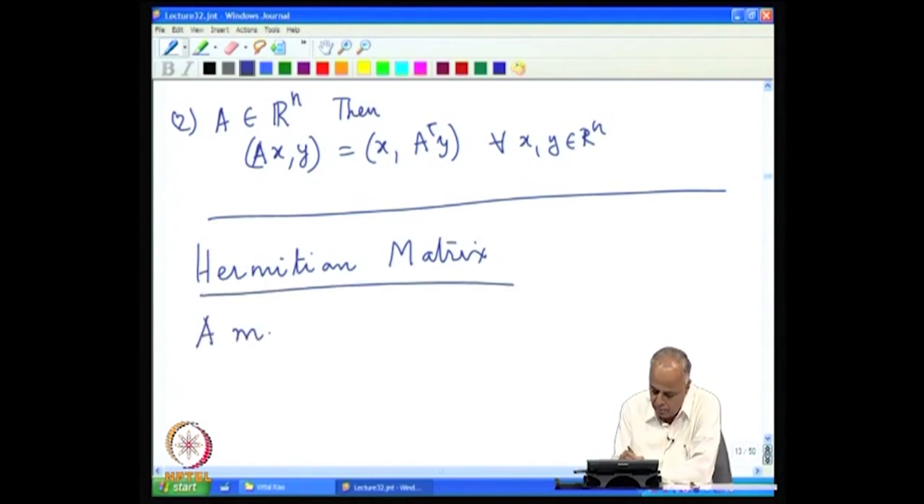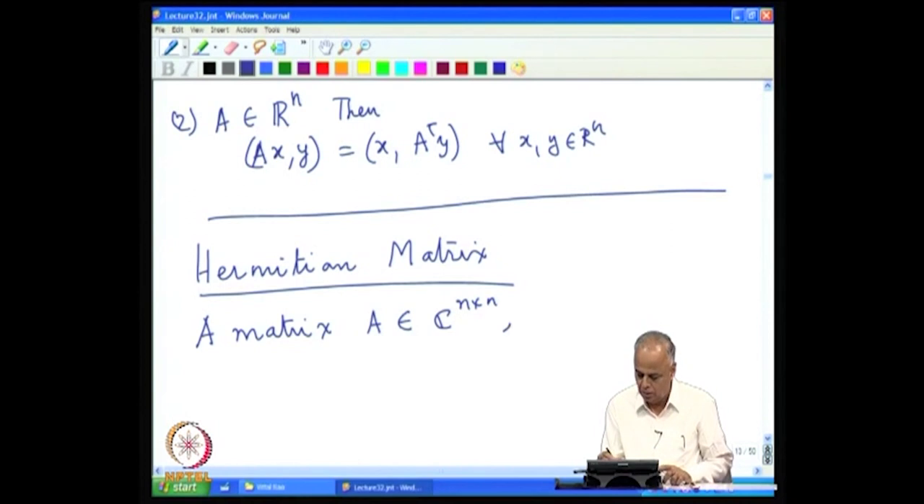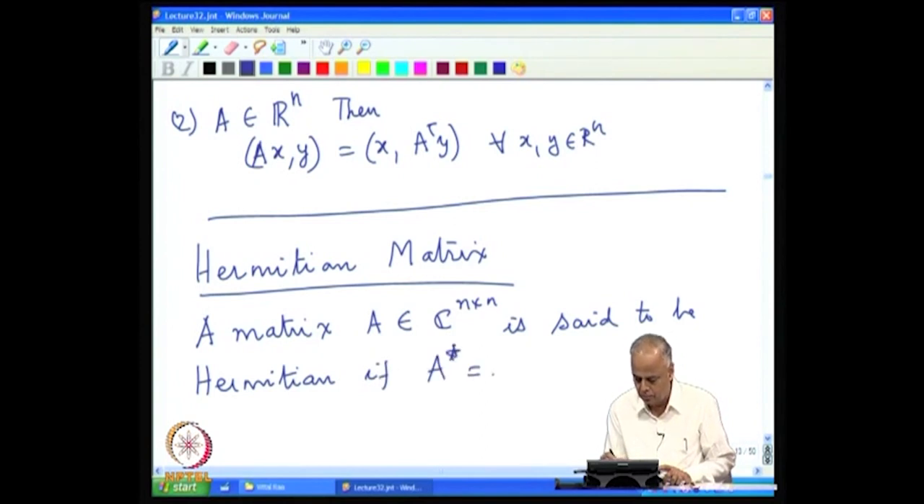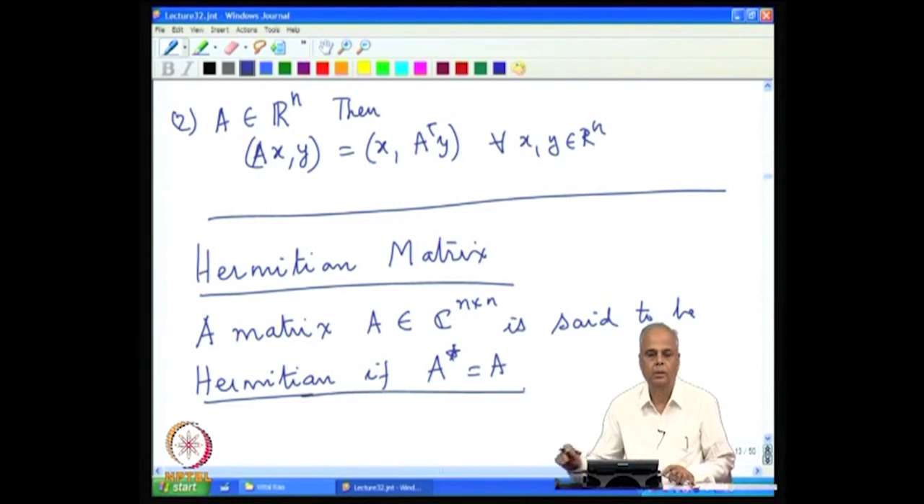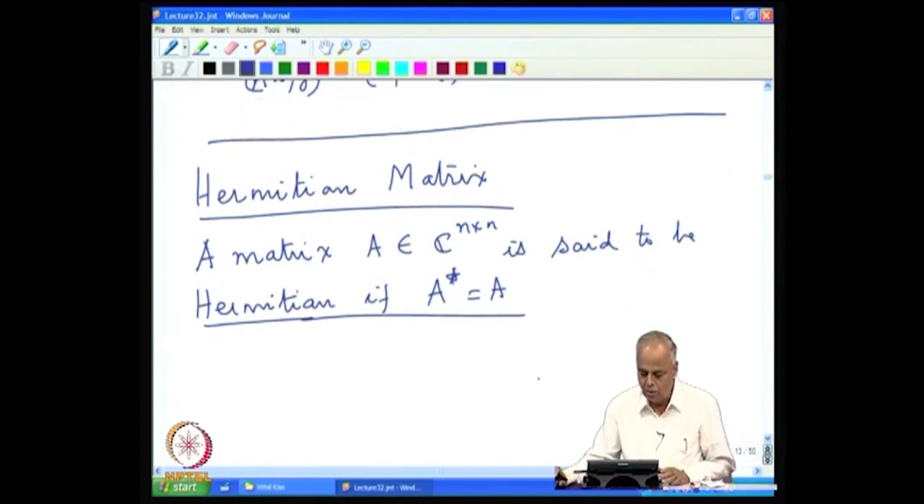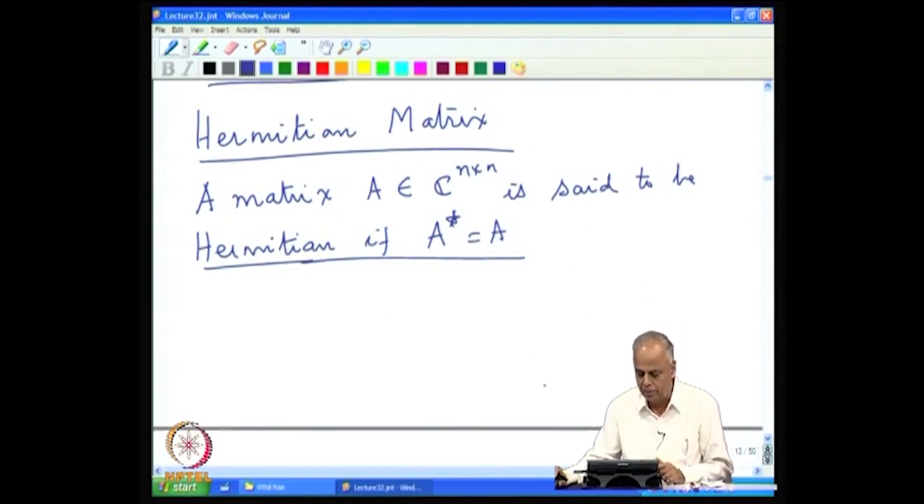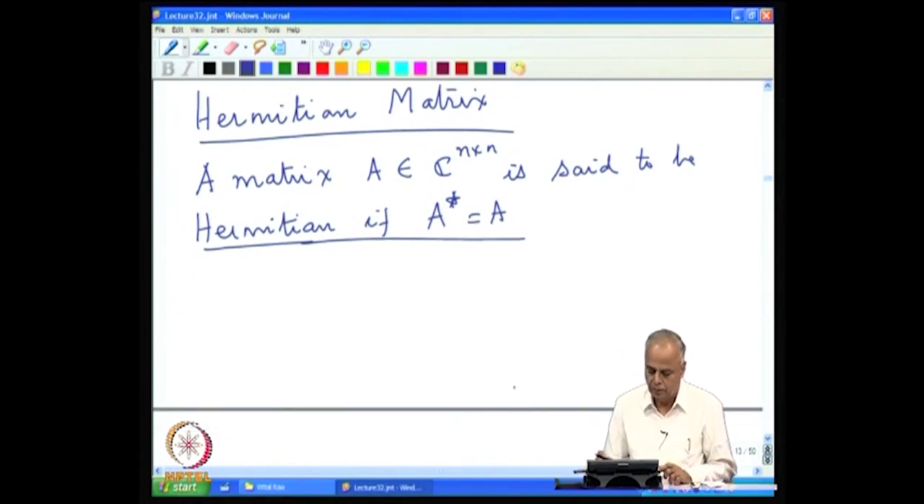A matrix A, which is complex and n by n, is said to be Hermitian if A star equal to A. So, the Hermitian conjugate is itself. So, it is a self conjugate matrix in the sense of Hermitian conjugation. The Hermitian conjugation is transpose conjugate. So, if you transpose and conjugate the matrix, if you get back the original matrix, then it is called a Hermitian matrix.